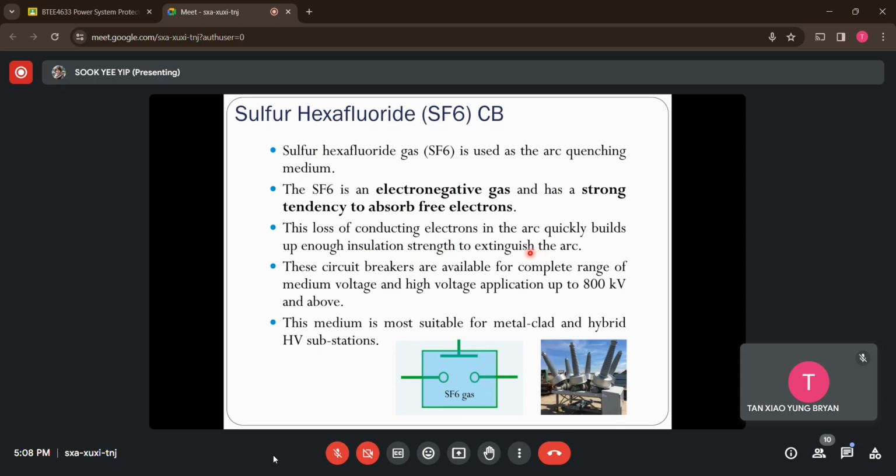All right. So for this kind of breaker, it's very popular to be used in a complete range from medium voltage to higher voltage applications up to 800 kilovolts or even higher.